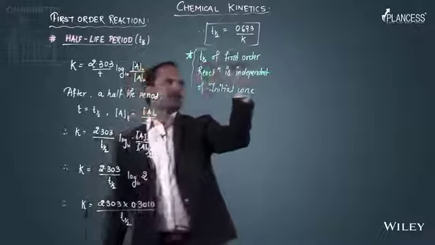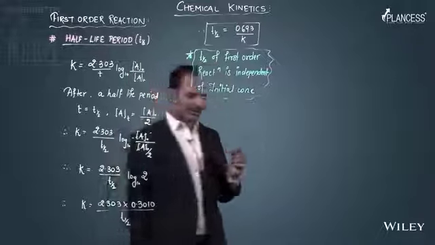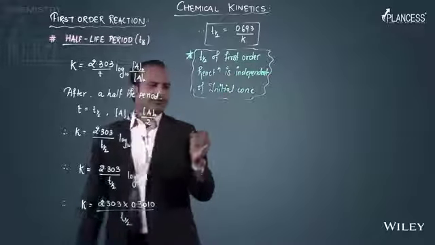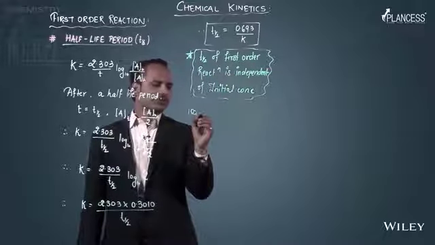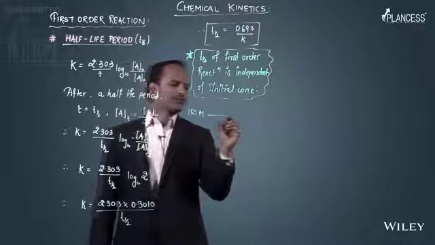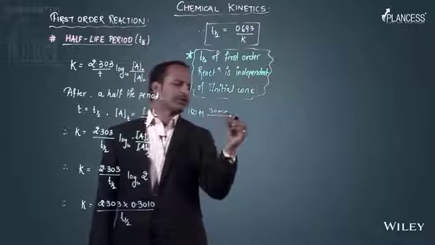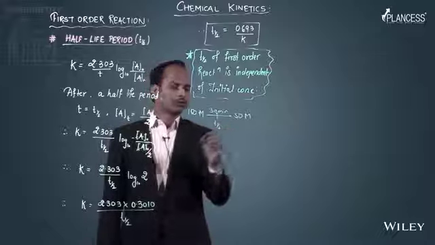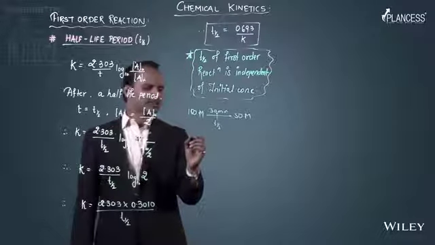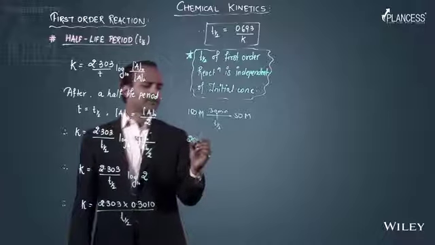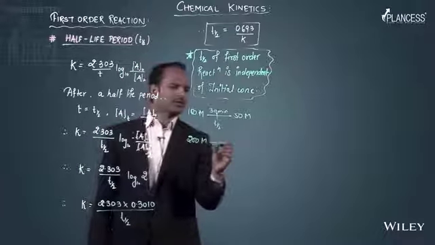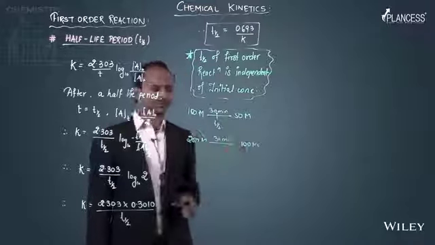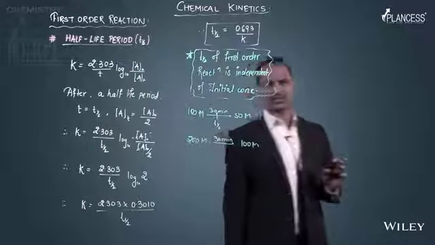So this is again a very important statement: there is no dependence, meaning whether you take a small amount of reactant or a large amount of reactant, the half-life period is going to be the same. For example, if I am starting with 100 molar concentration, and after 30 minutes it reduces to 50 molar, then 30 minutes is the half-life period. If instead I start with 200 molar, the initial amount has increased, but the half-life period is still the same: 200 molar will get converted into 100 molar after 30 minutes. So the half-life period does not depend upon the initial concentration.